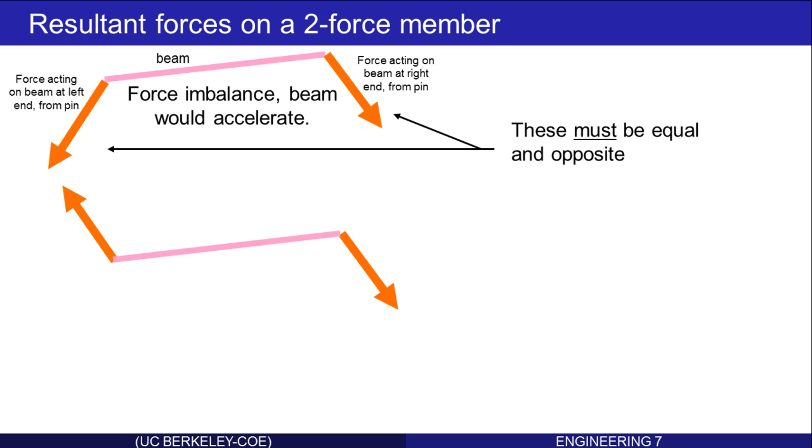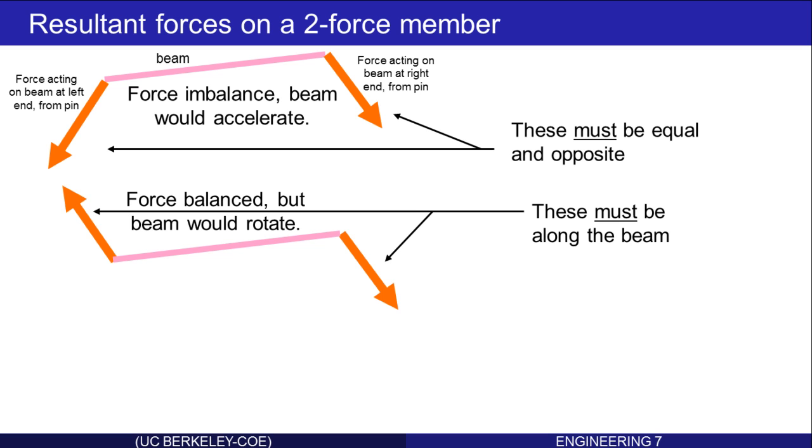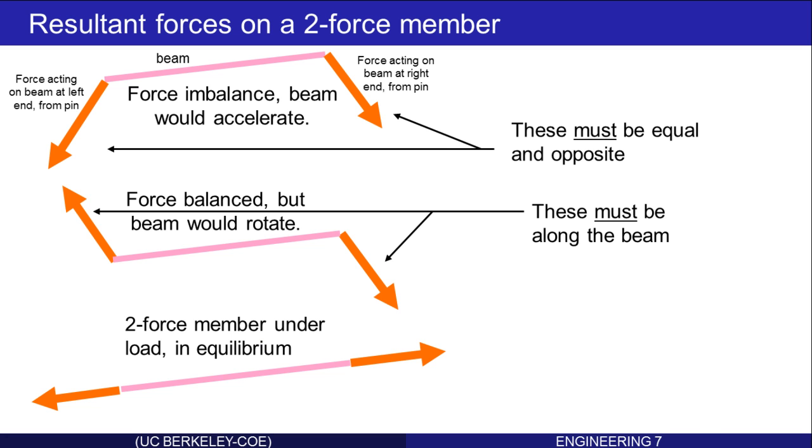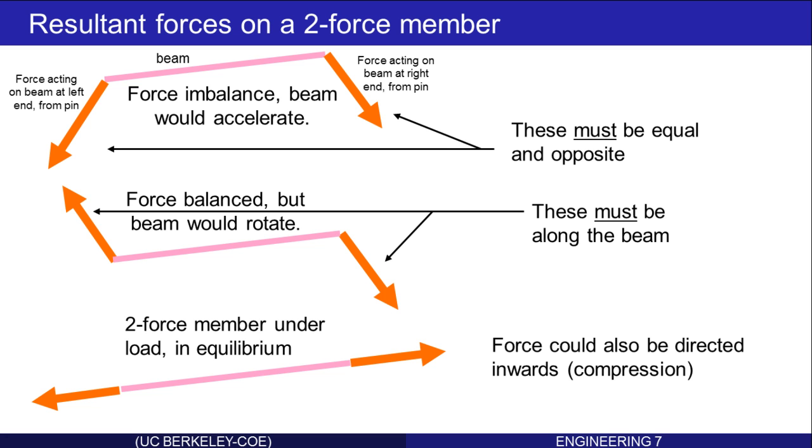There, I've drawn them equal and opposite now. But in this case, the force is balanced, but the beam would rotate. There's a torque acting on this beam, and therefore this is not in equilibrium as well. So these forces must be along the beam. And this picture depicts the only possible loading of a two-force member under equilibrium. The forces are equal and opposite and along the beam. Here I've drawn it as though the force is directed outward, so the beam is in tension. Since these are beams, the force could also be directed inwards for a compressive load.